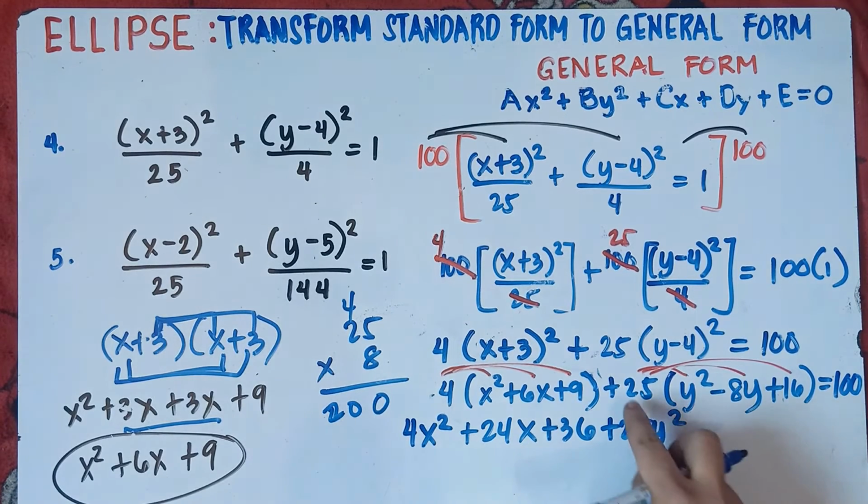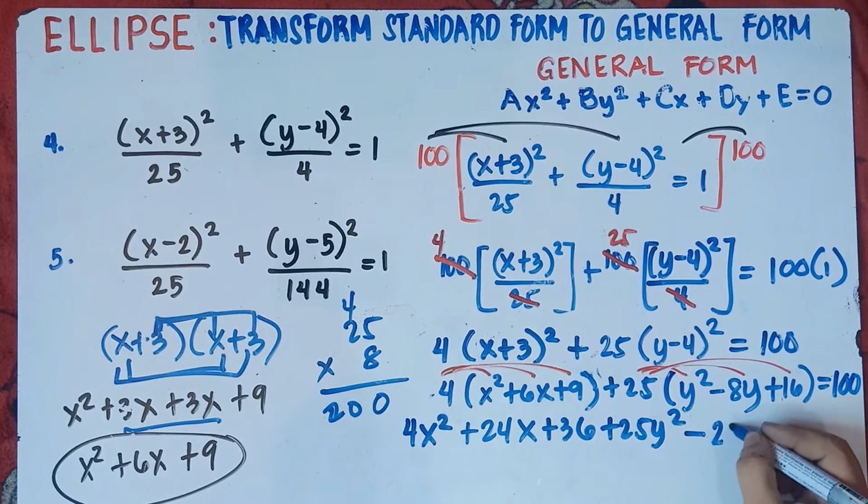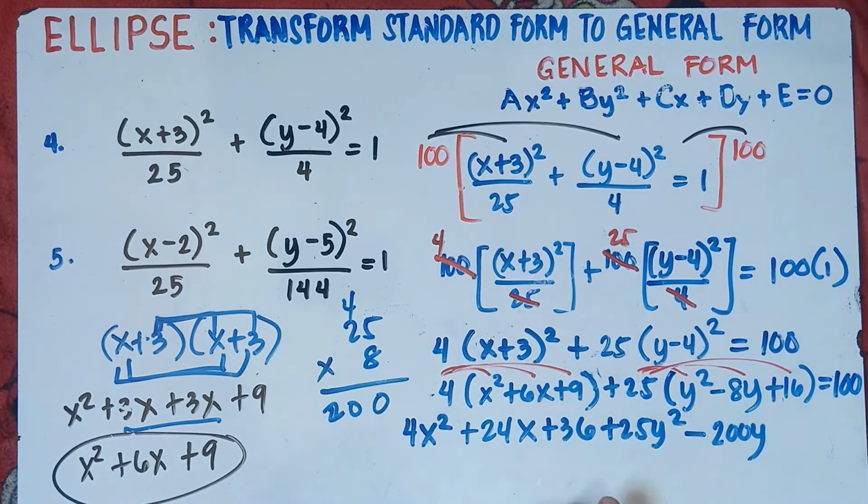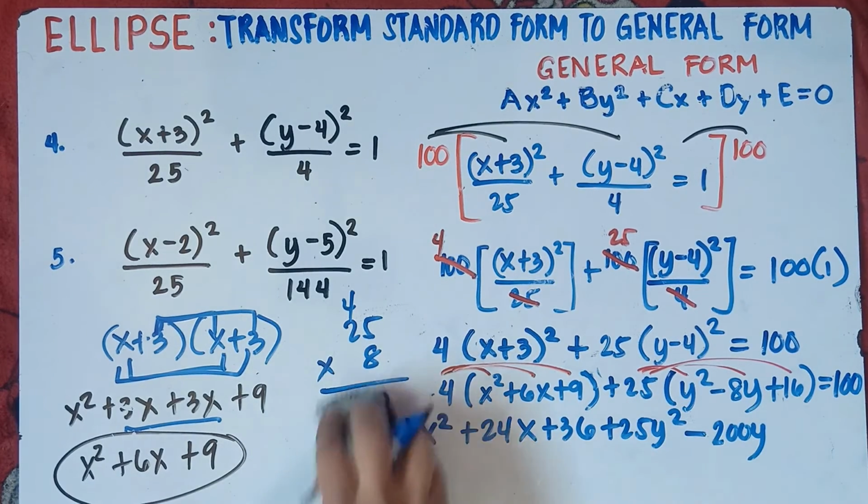Alright, positive times negative is negative. 25 times 8, that's negative 200, copy y. Then 25 times 16, right? 25 times 16.